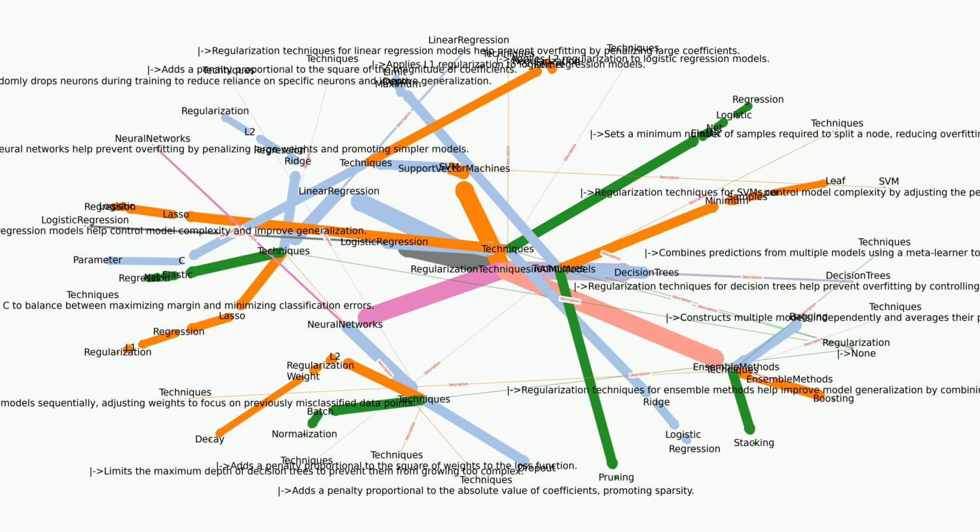Techniques. Ridge regression, L2 regularization. Description: Adds a penalty proportional to the square of the magnitude of coefficients. Lasso regression, L1 regularization. Description: Adds a penalty proportional to the absolute value of coefficients, promoting sparsity.